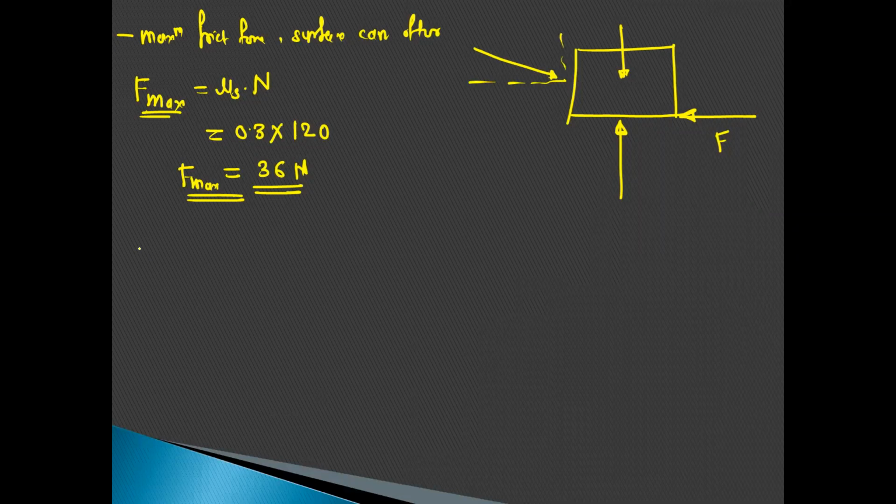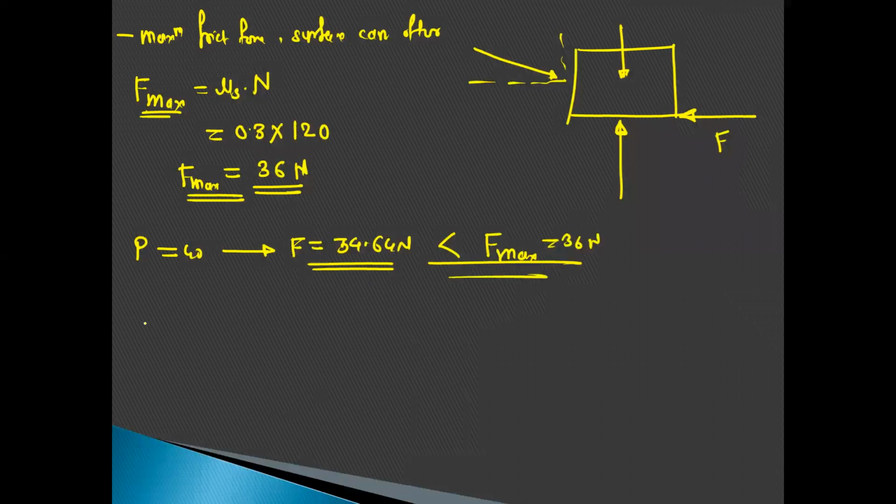Now observe, when we apply a force P equal to 40 Newton, we get a frictional force equal to 34.64 Newton. This force is less than the maximum capacity, which is 36 Newton. Therefore we can say the given object will remain in equilibrium, or in the static condition.